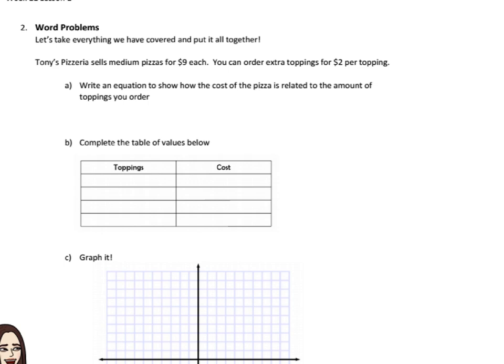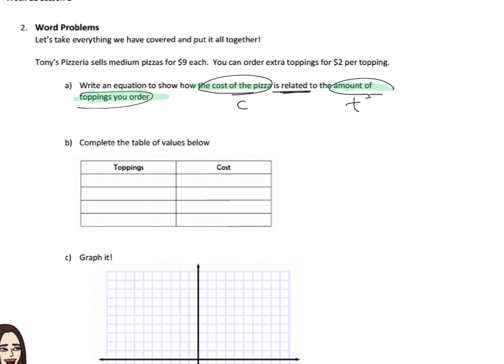So we have to first write an equation to show the cost of the pizza, how that is related to the amount of toppings you order. Those are the two things that we're looking at: the relation of cost of the pizza and the amount of toppings that you order. Let's give them each a variable. Cost we can say is C, and amount of toppings maybe we can say is T.